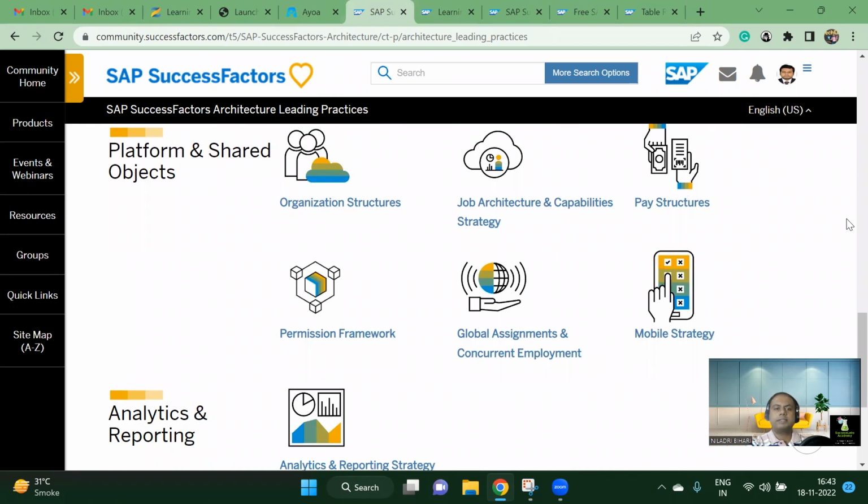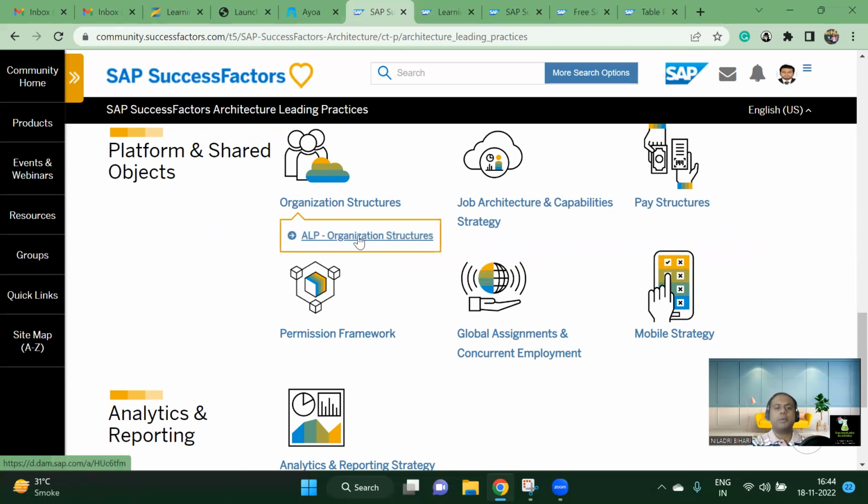We will start with the basic fundamentals from the platform and shared objects category, and inside that, my favorite, organizational structures. We will go through this ALP in detail today. Maybe in the upcoming sessions, we will go for the other ALP documents, and understand the rationale behind them. Okay, so we will go one by one.